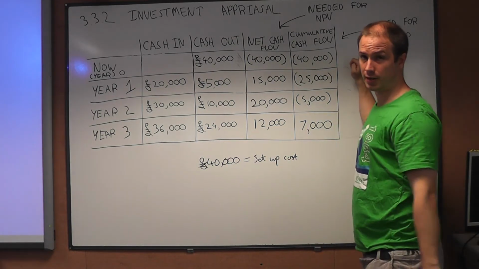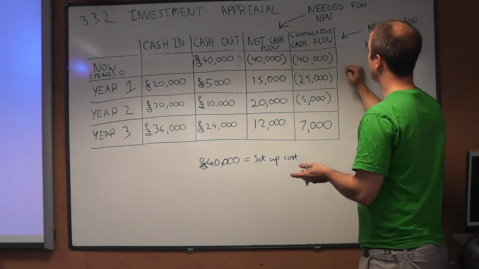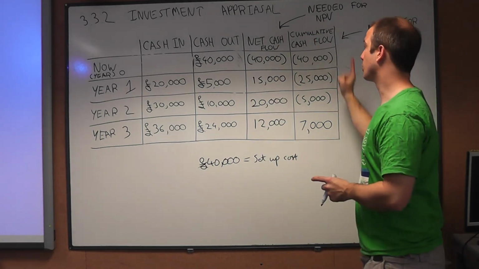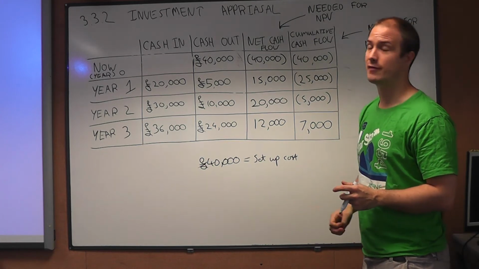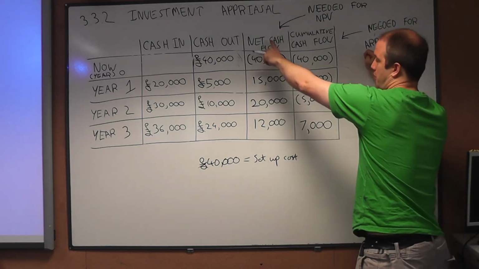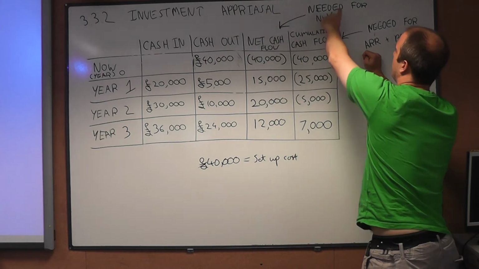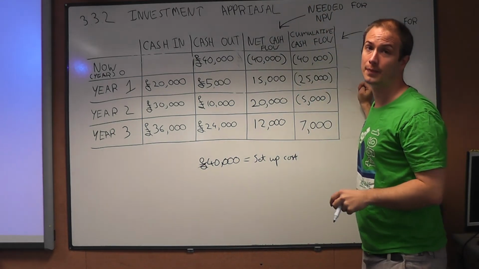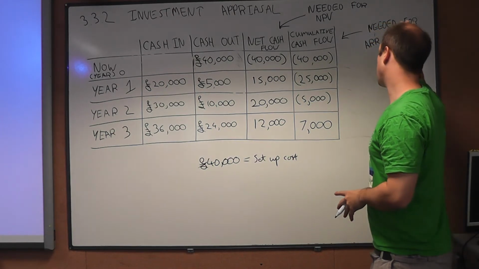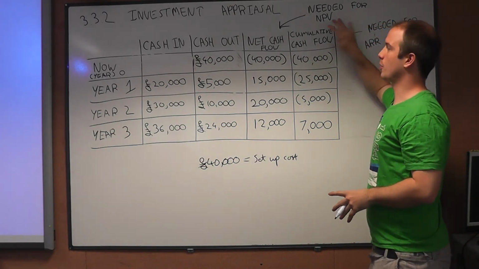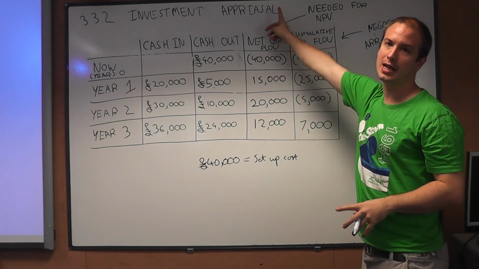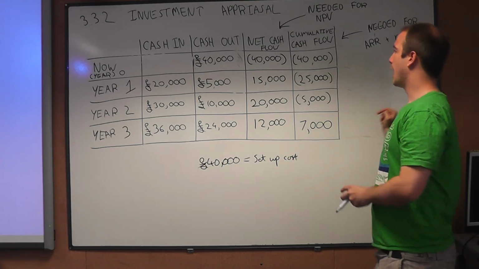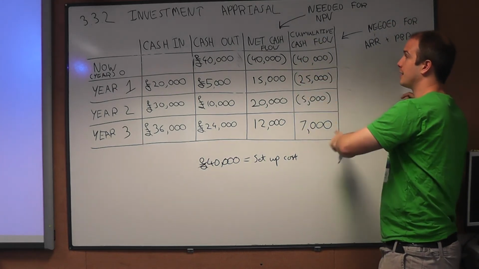Now, the purpose of this little exercise is that these figures at the end are what we need in order to complete our investment appraisal. Our net cash flow is something that we need to complete the net present value calculation. I'll be doing that in another video shortly. We'll talk about why we need these figures in that video. So that's the net cash flow for each year. And then at the end we have the cumulative cash flow.